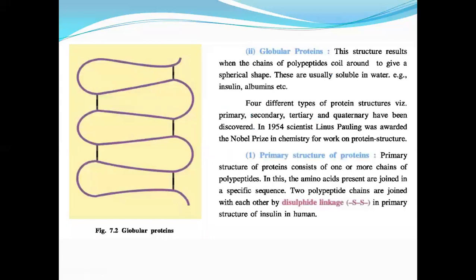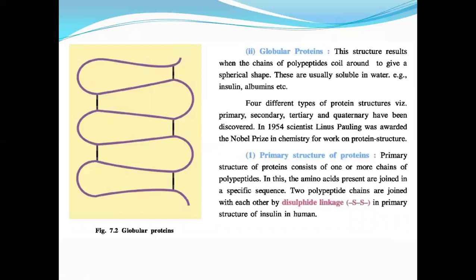Some other proteins are globular proteins. The structure is somewhat like this protein formation. The examples are insulin and albumins, which are present in the egg. That's why the egg is rich in proteins.